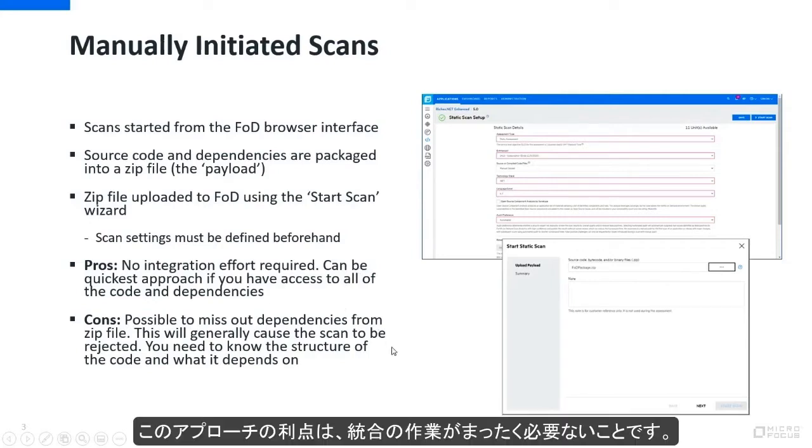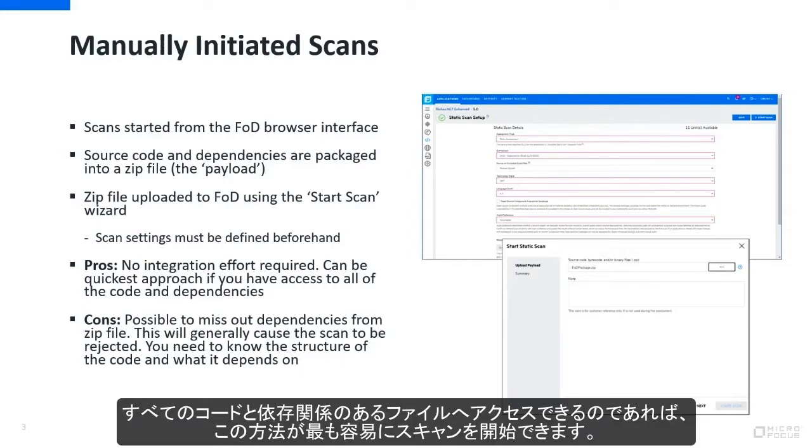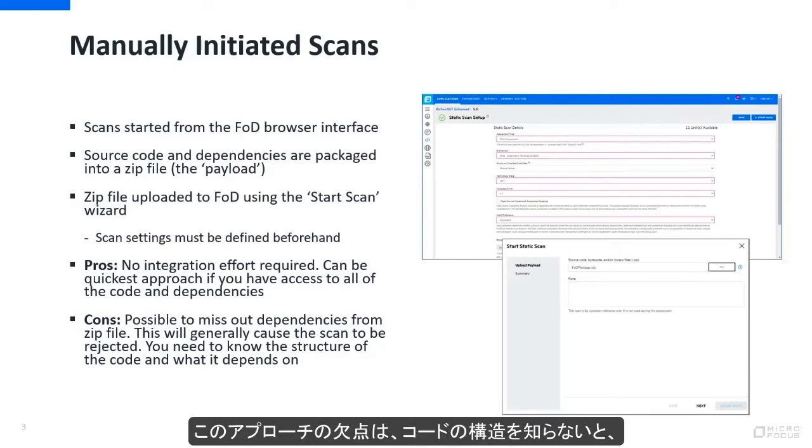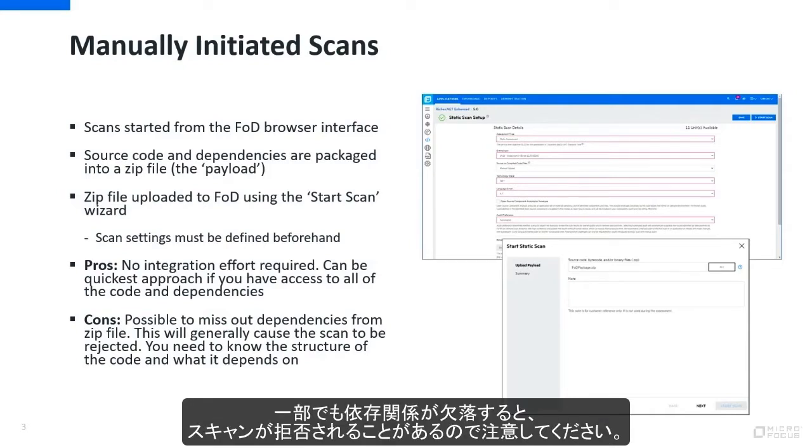Now, the pros of taking this approach is there's no integration effort required at all. And it can indeed be the quickest way for you to perform a scan if you have access to all of the code and dependencies. The cons are that it's possible, in fact quite often happens, that you might miss out the dependencies from the zip file if you don't know the structure of your code. So it's very important that you know that. If the dependencies, or some of them, are missed out, there's a good chance the scan will be rejected.